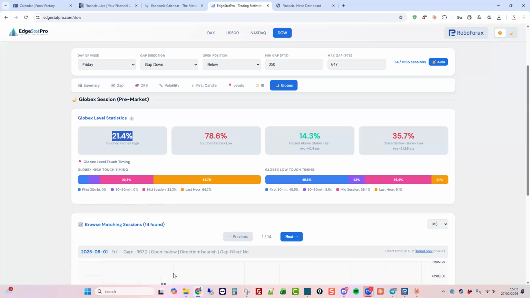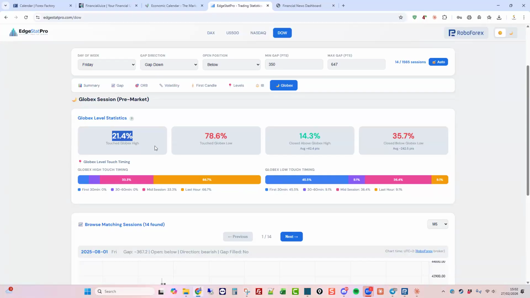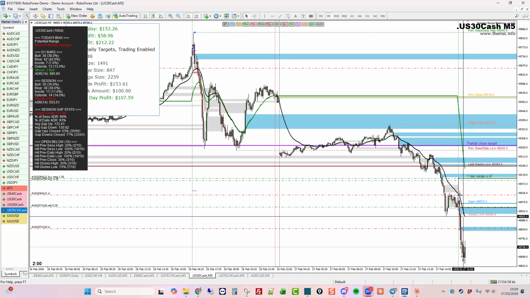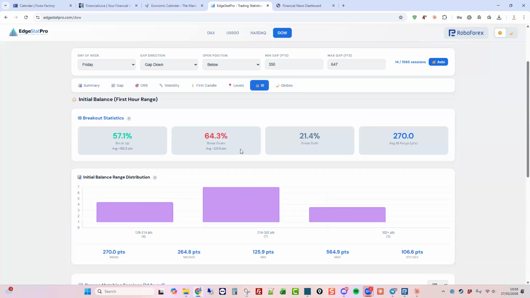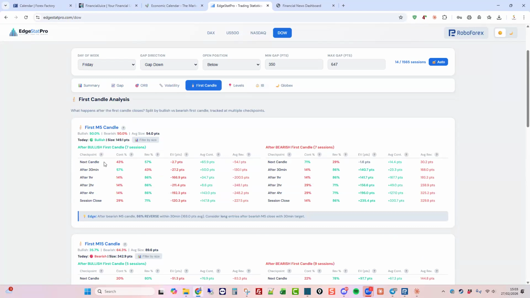21%. That seems pretty high to me. Obviously, the Globex high is lower than the previous close, so there is more probability, but very rare. Touching the Globex low, 78% of the time. We went straight through the Globex low at the open, so that's irrelevant. The initial balance, 21%, nothing much we can use there.